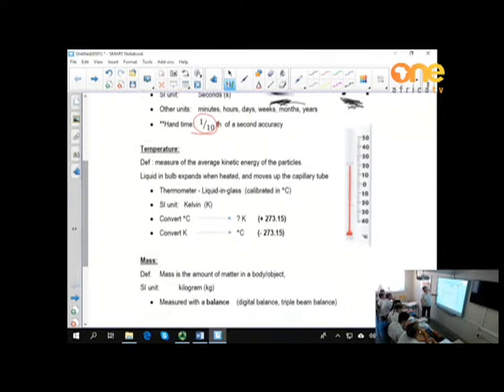Then temperature, we said we use a thermometer. What is the SI unit for temperature? Kelvin. And I explained to you that at 0 Kelvin, particles have no energy. From there, there's a direct proportionality between the temperature in Kelvin and the amount of kinetic energy the particles contain.